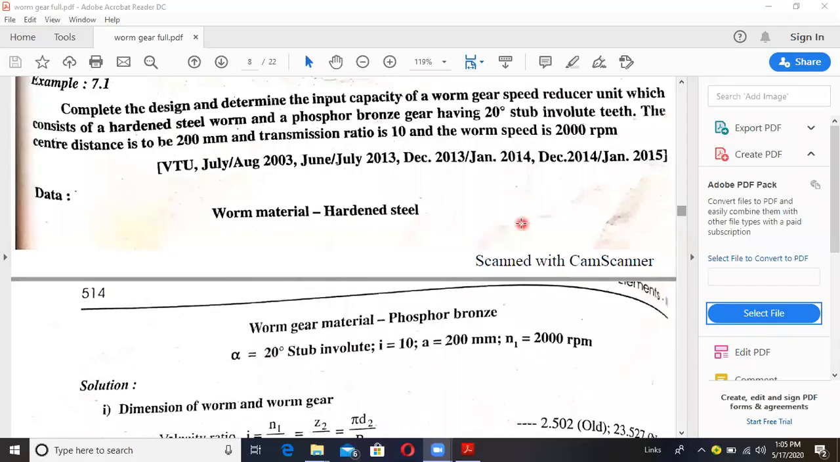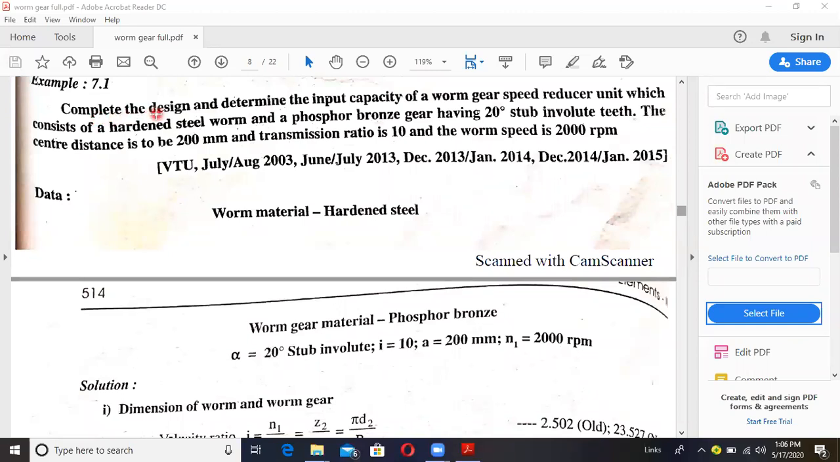So in the previous sessions, we have discussed the worm gears: what is the function, applications, advantages, disadvantages, and procedure, and what are the formulas we will use to design the worm gear, and what are the things we have to calculate. Now we'll start with the first problem. Now see the first question.